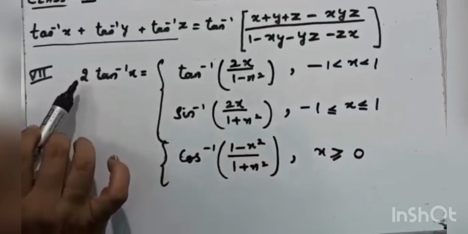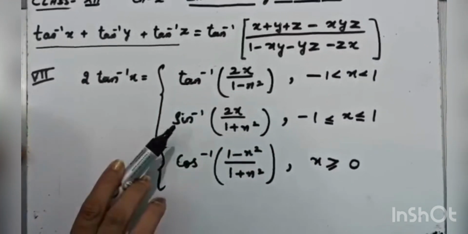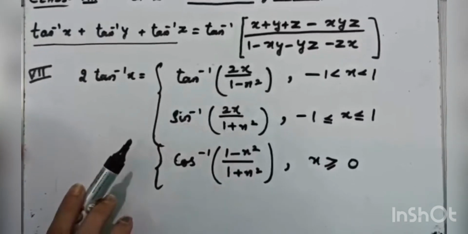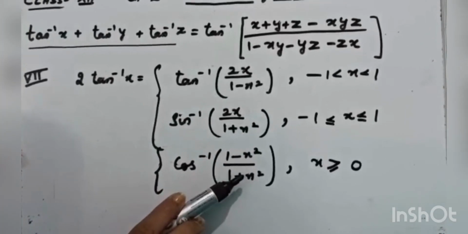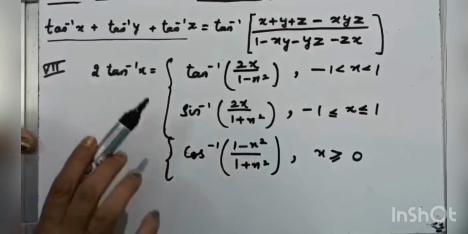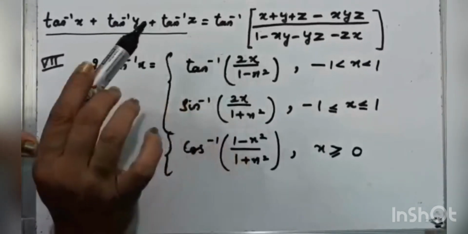So 2 tan inverse x is equal to tan inverse 2x over 1 minus x square, sine inverse 2x over 1 plus x square, and cos inverse 1 minus x square over 1 plus x square. So if we want to prove any of this result, we just have to put x equal to tan theta.